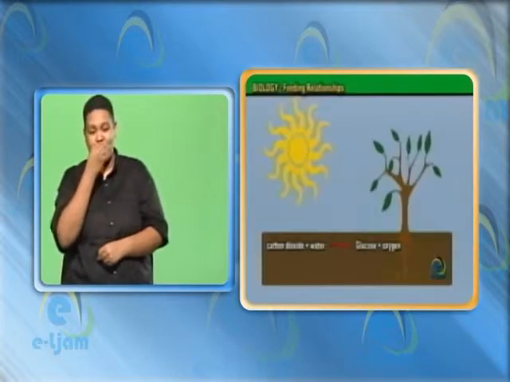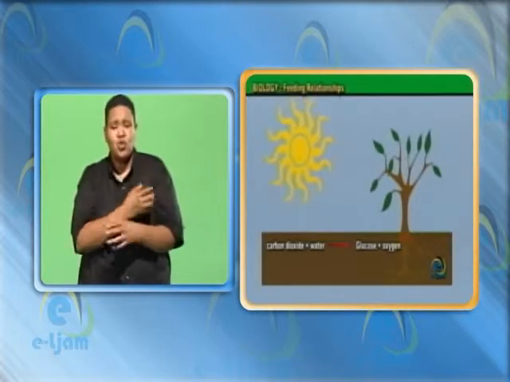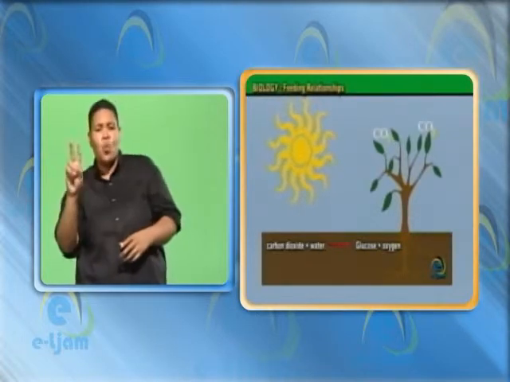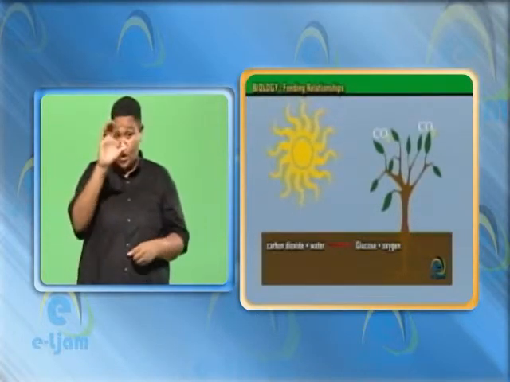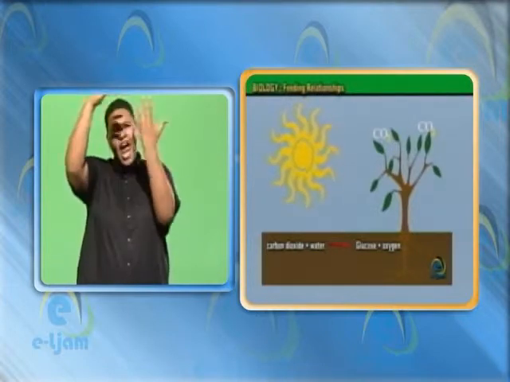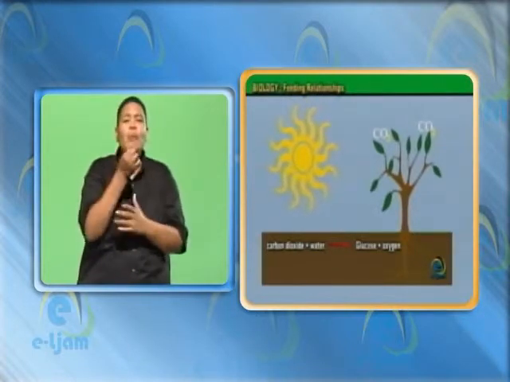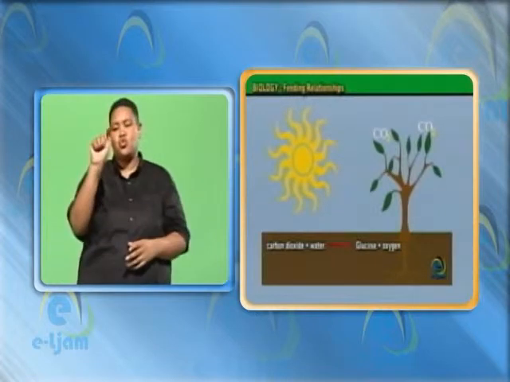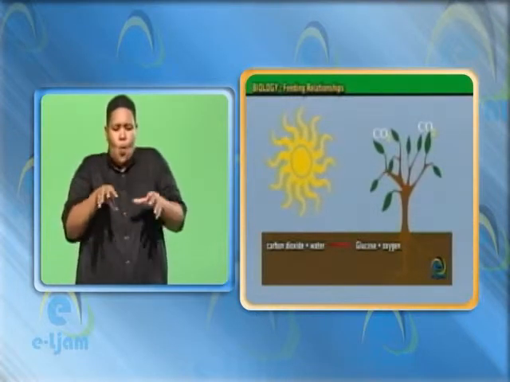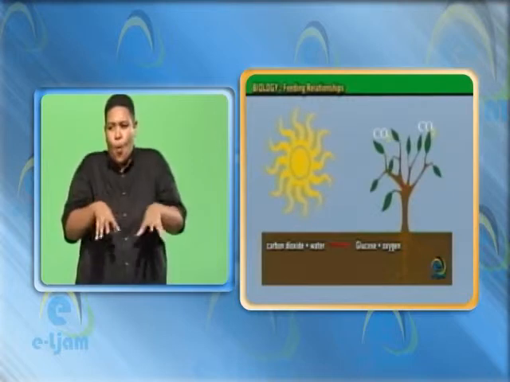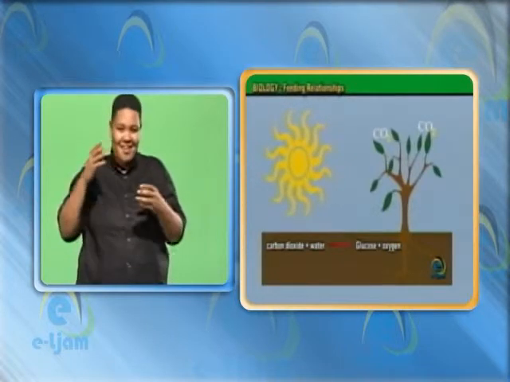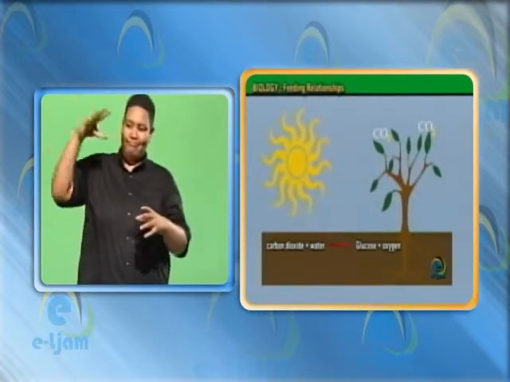Plants use this trapped energy to mix or combine carbon dioxide and water to form food. The carbon dioxide is obtained from the air and enters the leaves through tiny holes called stomata. The water is absorbed from the soil through their roots. The process by which plants make their food is called photosynthesis. The food made is called glucose.